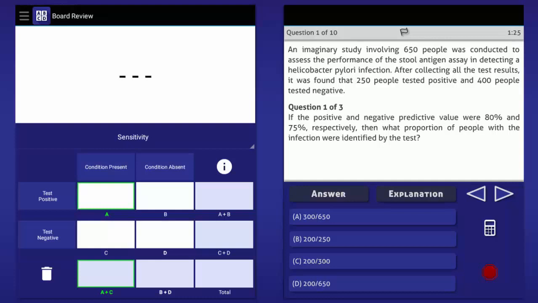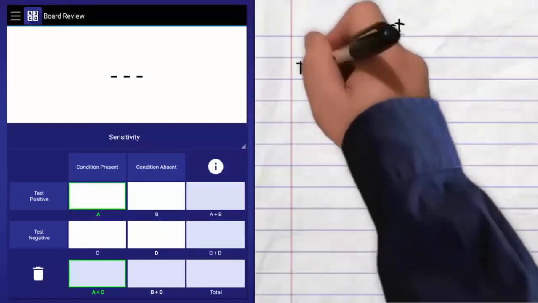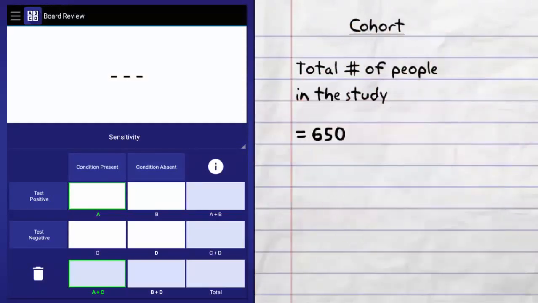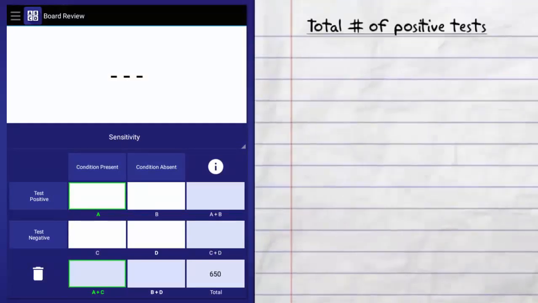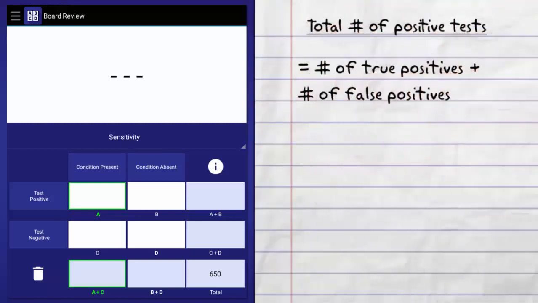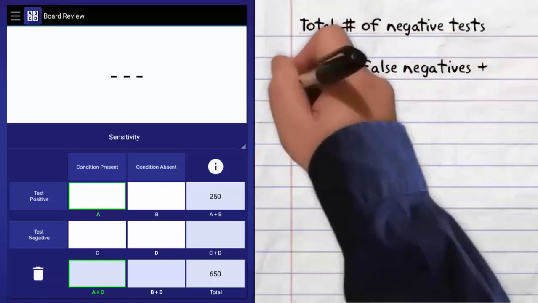To help us answer this question, we are going to enter the data provided into a sample table. In this cohort, there are 650 people in total. The total number of positive tests is given to us in the stem of the question. There are 250. We are also told that there are 400 negative tests.